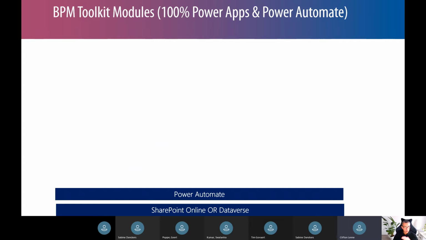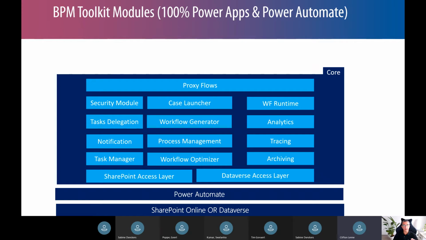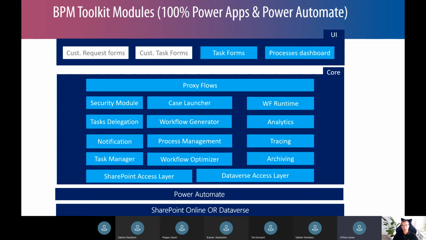So the backend is fully based on Power Automate. Code is provided. The modules are the following. We have core modules with security modules, case launcher, workflow generator, task delegation, task manager. We have an archiving module, analytics module. We have a workflow runtime that provides a state machine. It's fully written with the Power Platform.